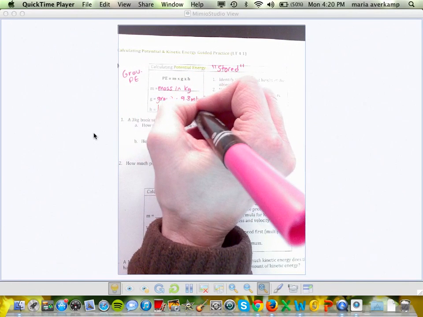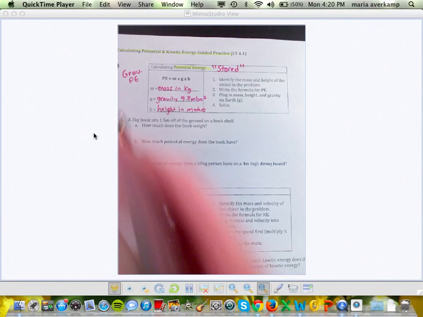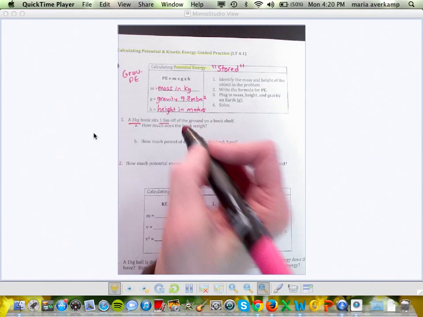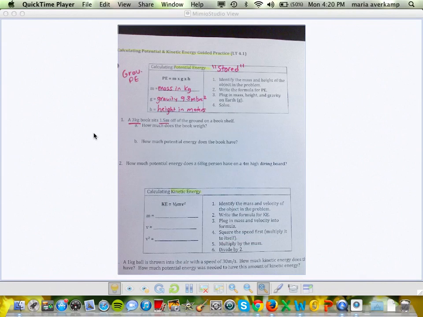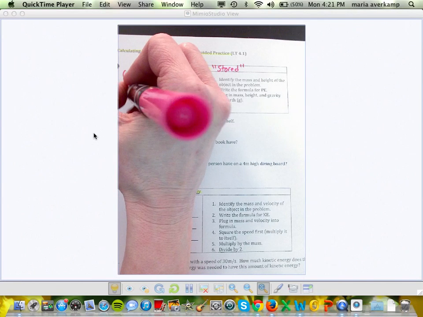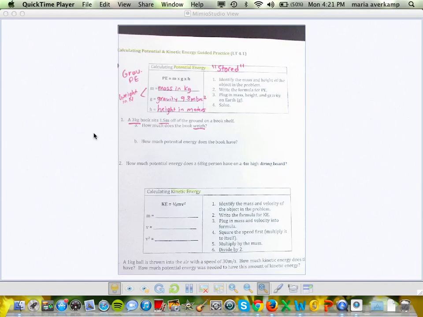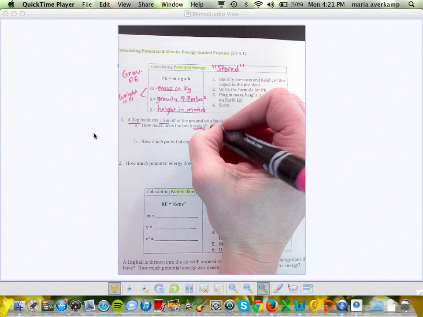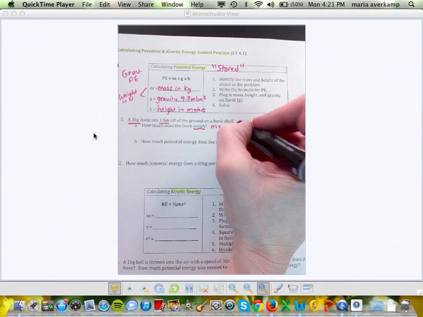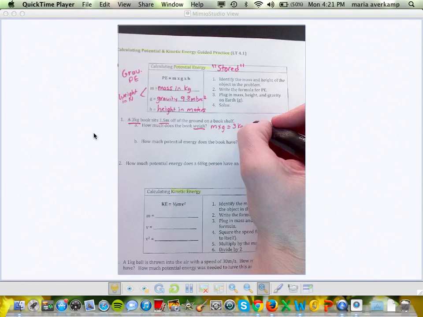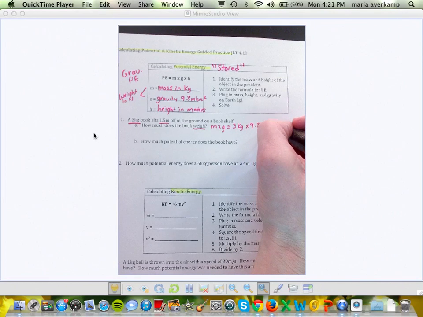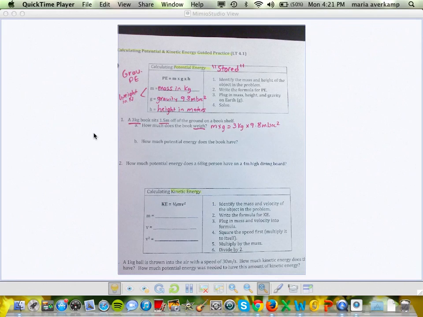So if you take a minute, let's look through the first problem. A 3-kilogram book sits 1.5 meters off of the ground on a bookshelf. First of all, how much does the object weigh? Now, if you recall from our previous physics, when I take the mass times the gravity on Earth, I actually get an object's weight in newtons. So very simply, all I'm going to do is take mass times gravity. 3 kilograms is my book's mass, and that object has 9.8 meters per second squared of gravity.